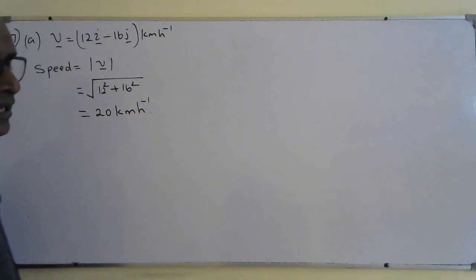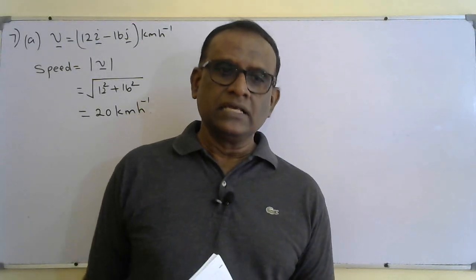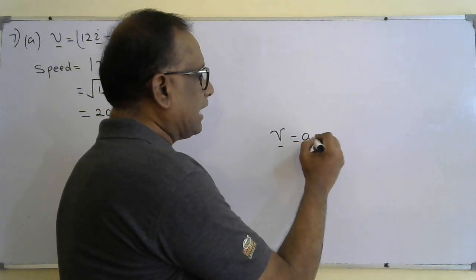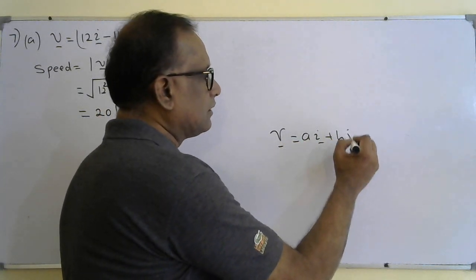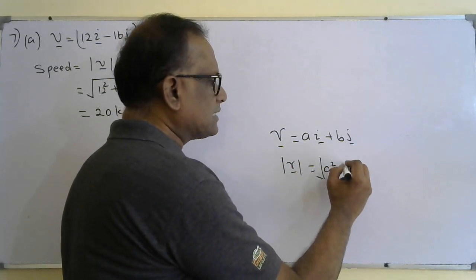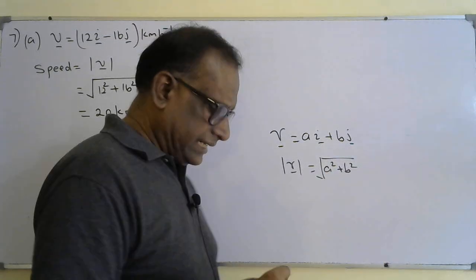Simple. If you have a vector r equal to ai plus bj, the magnitude of r is equal to the square root of a squared plus b squared. It's theory. Normally all teachers teach this.